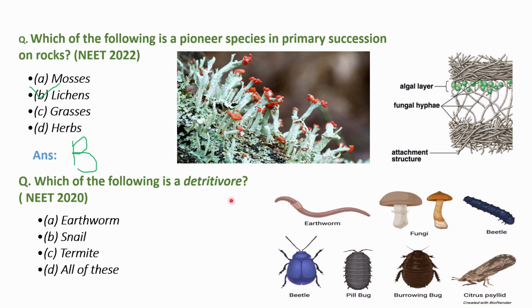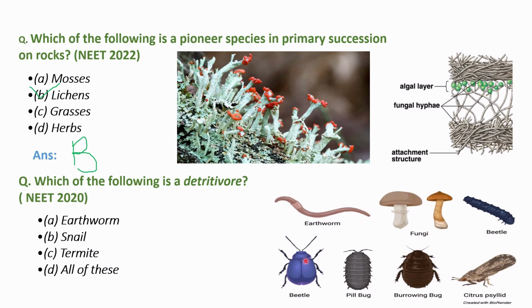Detritivores means the organisms which feed on dead organic materials. Dead organic materials means decayed plants, animals which were killed and everything. Those organisms are known as detritivores. Here you can see some of the examples of detritivores. By this image you can guess the answer.